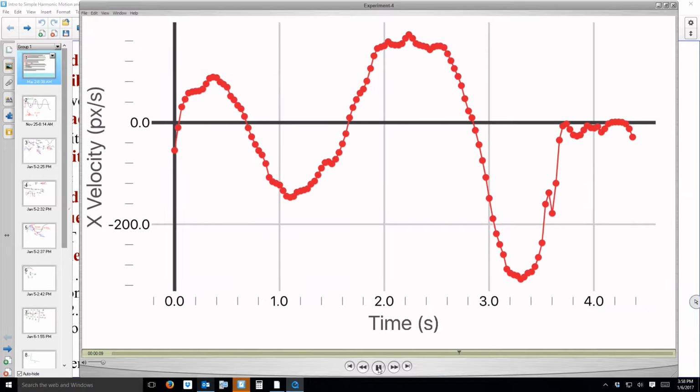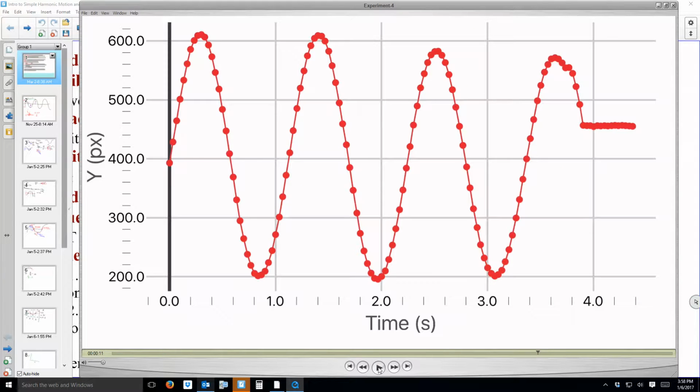These are not graphs we're super interested in. They don't tell us much, but this one, this Y position, is mapping where our object was versus what time it was. And notice that this just keeps repeating itself. This pattern repeats itself over and over again to relatively the same height in about the same amount of time.